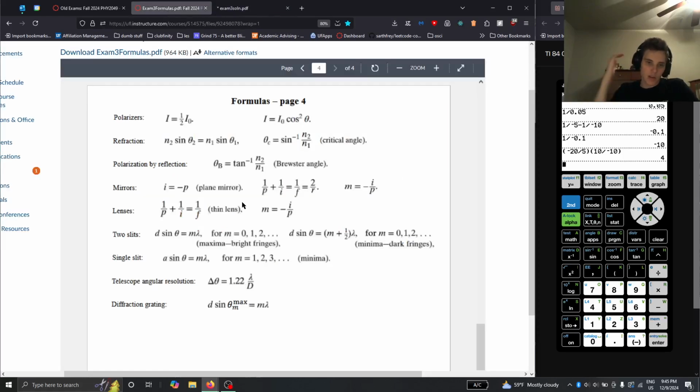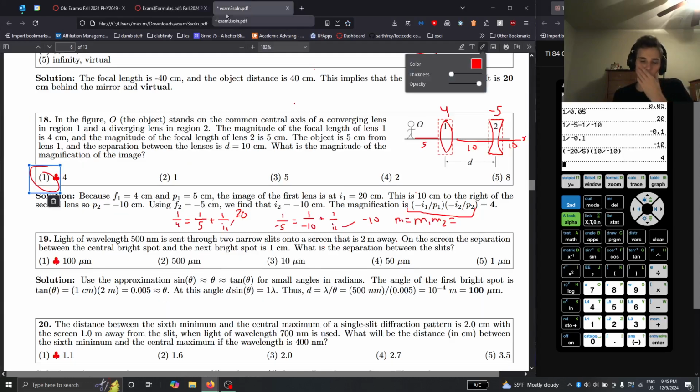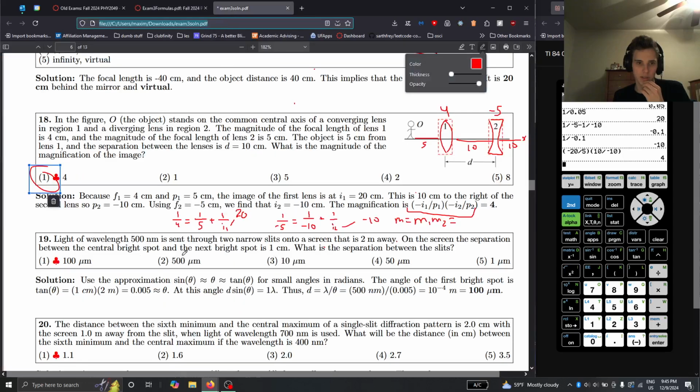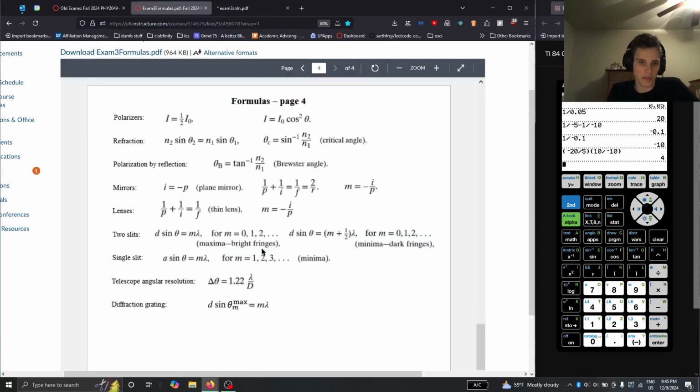Slits, I think this one's also fairly easy. We have a few formulas. You just have to know what the variables are and then plug in. So what is this? 2 slits. We're using one of these 2 formulas. 500 nanometers, center slits, 2 meters away. The separation between the central bright spot, that's m equals 0, maximum, and the next bright spot is 1 centimeter. So we're looking for maximums, right? Bright spots. And that central one is represented by m equals 0.